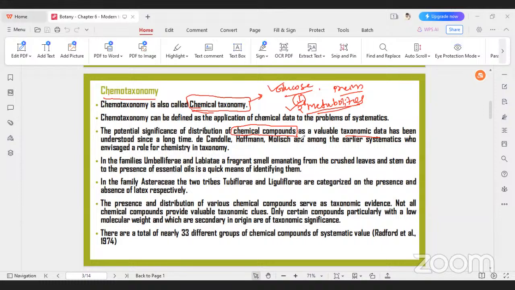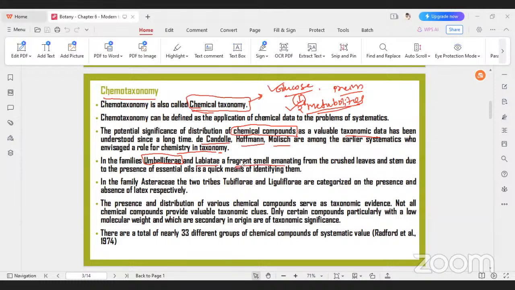They have been utilized since a long time. The first, De Candolle, the scientists Hoffman, Molisch are among the earlier systematists who mainly contributed the role of chemistry in taxonomy. So first of all, who mainly focused on these chemicals: De Candolle and Hoffman and Molisch. These are the main scientists who worked on chemotaxonomy. Here some of the families are given. The families are Umbelliferae. Some families are mainly classified based on the chemicals: Umbelliferae, Labiatae, because of the fragrant smell.